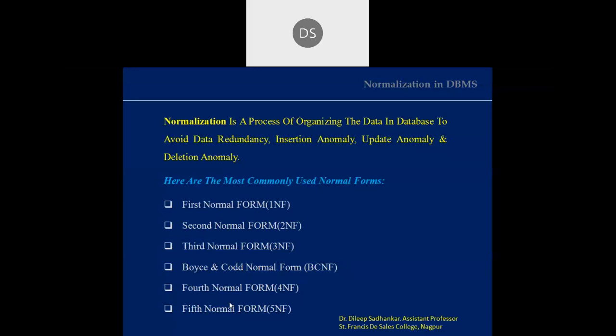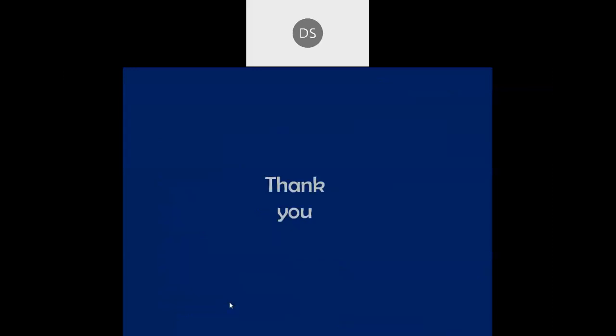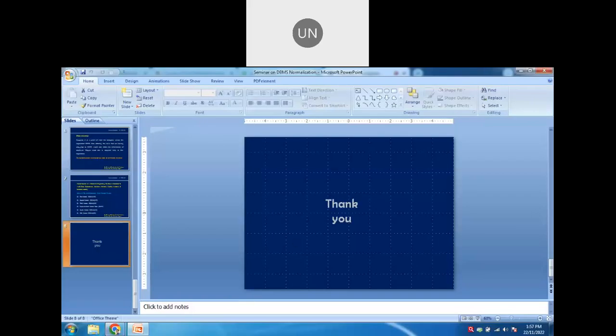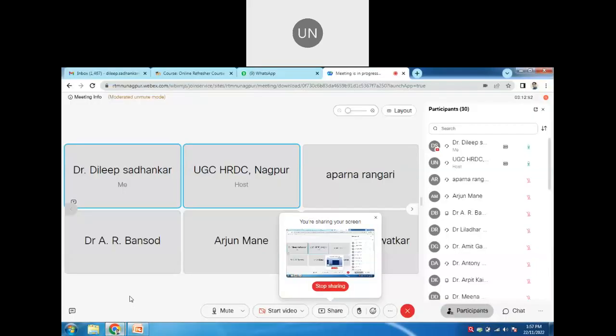That means for one particular value of an attribute, there should not be more than one value. And finally, in the fifth normal form, a relation should be in fourth normal form, and that relation should not contain any join dependency. In such a way, it is a long procedure to convert an entire table into the normalized form, and it has to go through each and every normal form before moving to the next. So this is all from my side. Thank you very much.